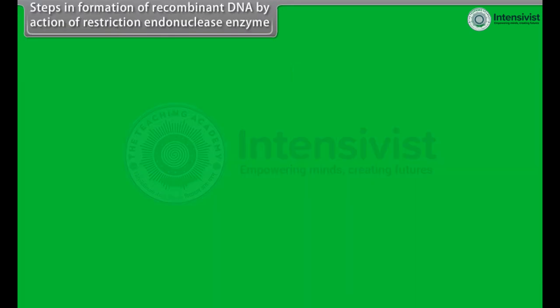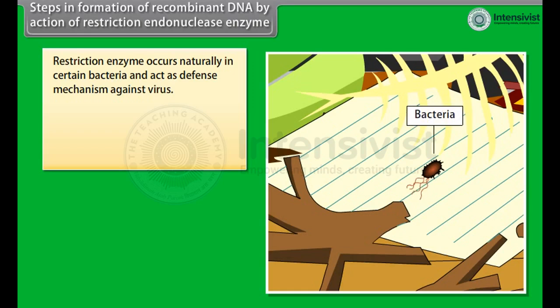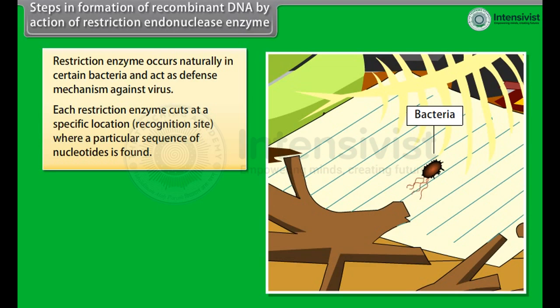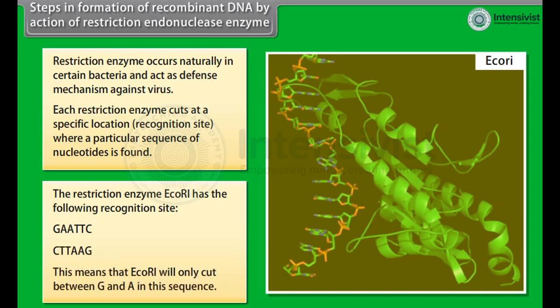Steps in formation of recombinant DNA by action of restriction endonuclease enzyme. Restriction enzymes occur naturally in certain bacteria and act as a defense mechanism against virus. Each restriction enzyme cuts at a specific location, the recognition site, where a particular sequence of nucleotides is found. The restriction enzyme EcoRI has the following recognition site: GAATTC, CTTAAG. This means that EcoRI will only cut between G and A in this sequence.